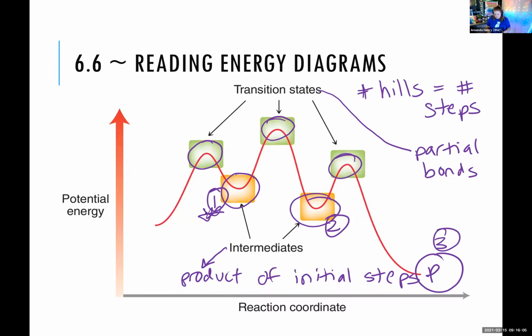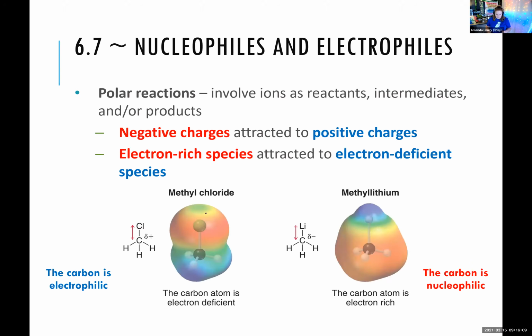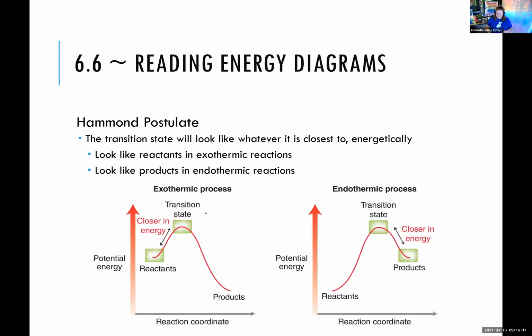Let me check. Okay, one more in this zone, and then we're going to move on. The last one, which you probably didn't talk about in general chemistry, is called the Hammond postulate. The Hammond postulate tells us what the transition state will look like.